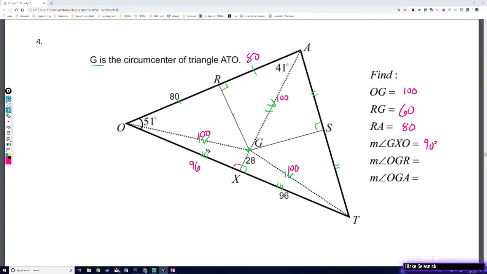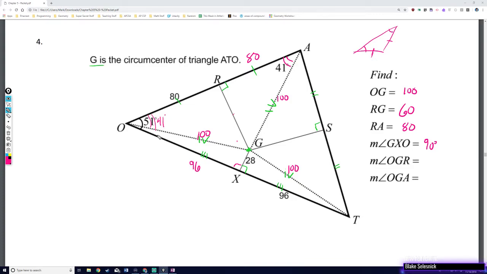A couple ways to go about this: the way that I think about this is that I just mark these two segments congruent, which means that triangle OGA is isosceles. In an isosceles triangle, the angles opposite your congruent sides, the base angles, are congruent. So this angle and this angle are congruent, which means this is 41, so this is 41 as well.